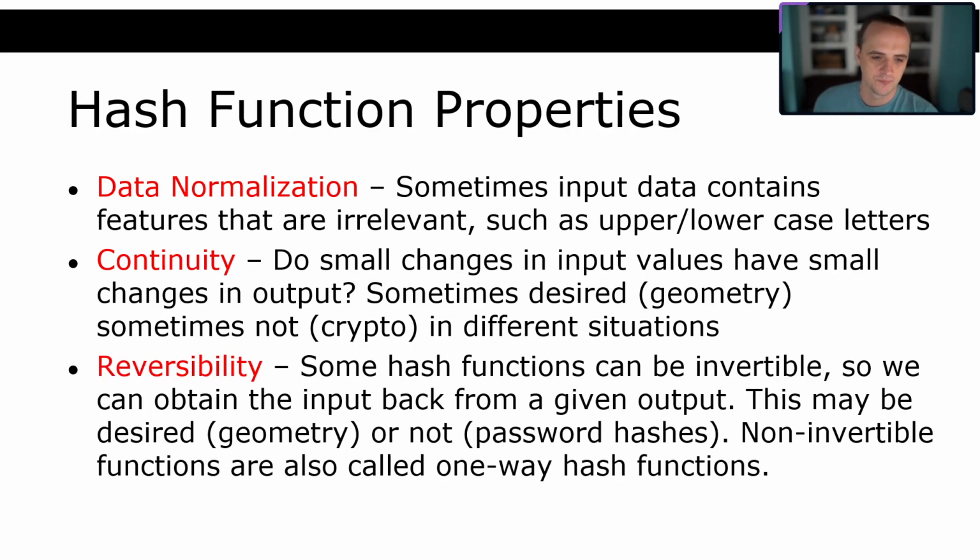How about reversibility? Some hash functions are invertible, so we can obtain the input back from a given output. That might be desired for cases like geometrical hashing, or if you're trying to store things in the closed list, for example. But sometimes you absolutely do not want it to be reversible, right? If you're talking about password hashes, you definitely don't want that to be reversible. You don't want someone to be able to hack in and get your password hash and then figure out what your password was from the hash. So non-invertible functions are also called one-way hash functions.